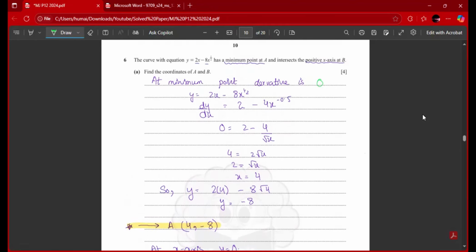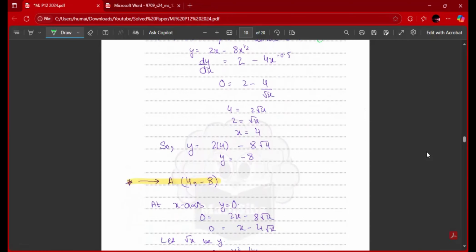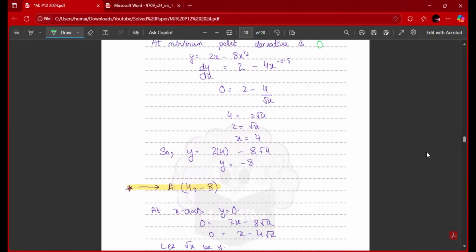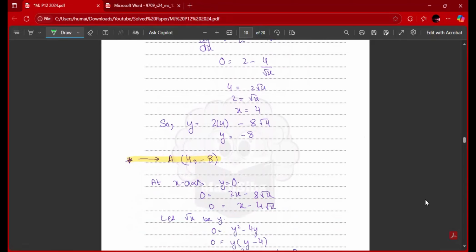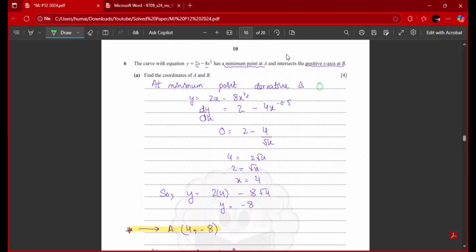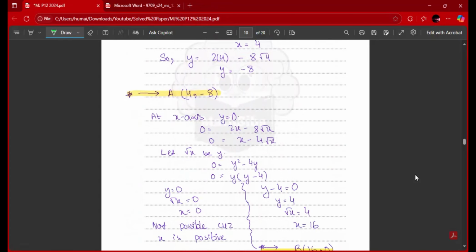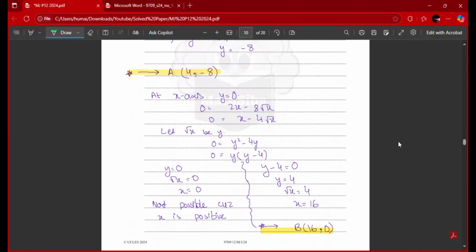Substitute in the equation y is equal to 2x minus 8 over x, which for 1 over 2, we get the value of y as minus 8. We have found the coordinates of point A, which is the minimum point. Moving forward, we have to find the coordinates of x and y for point B as well. It is given that the curve intersects the positive x-axis, meaning that the value of y is 0. Substitute in the equation and solve it.